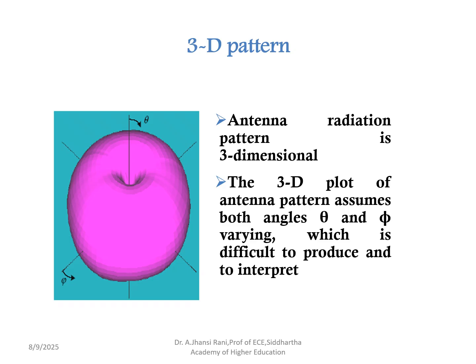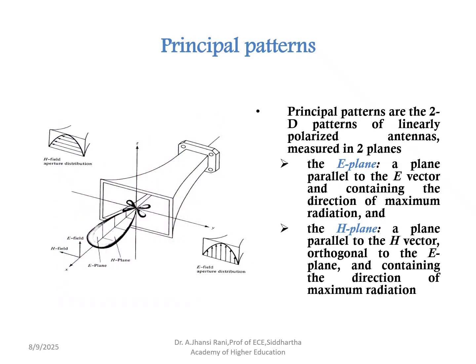Generally, this is the pattern for the isotropic radiator. What is an isotropic radiator? It has equal radiation in all directions. It is called the isotropic radiator or hypothetical lossless antenna. It is an omnidirectional antenna. In all the directions you have the same pattern. This is called the principal planes.